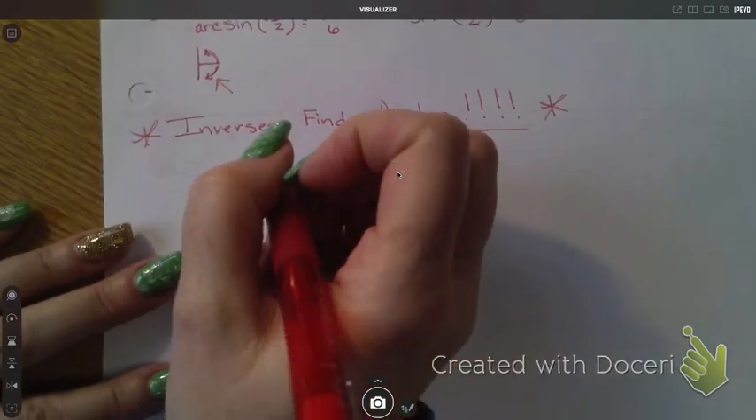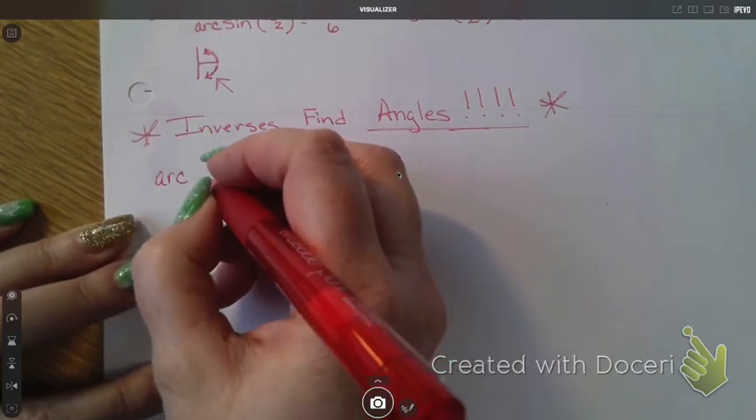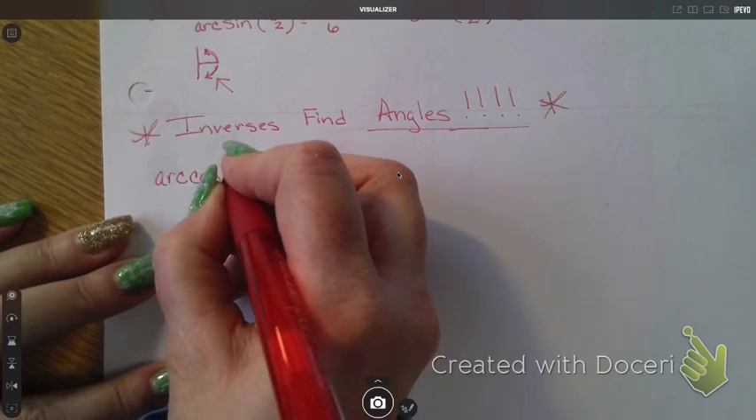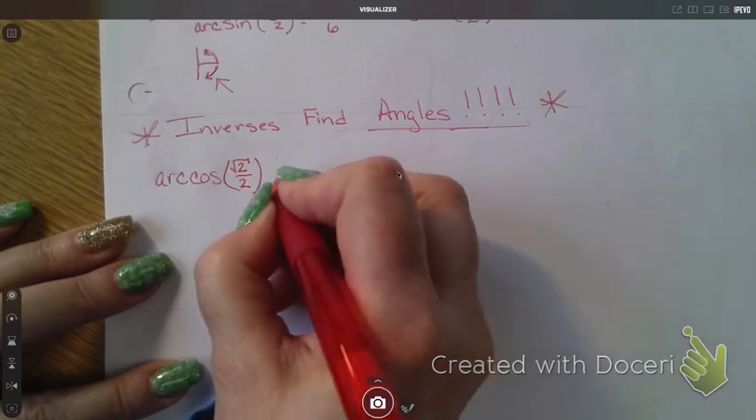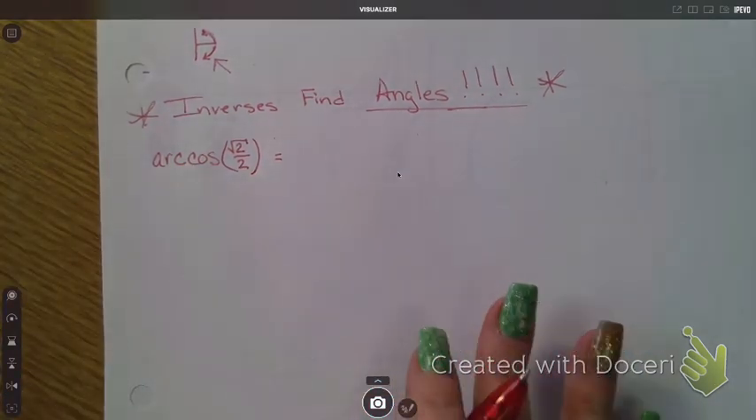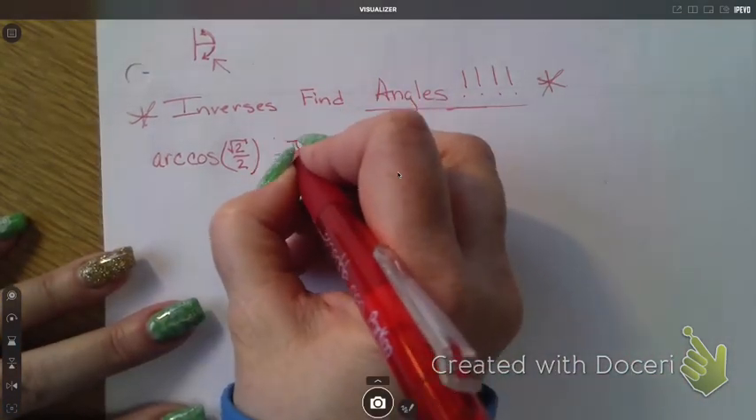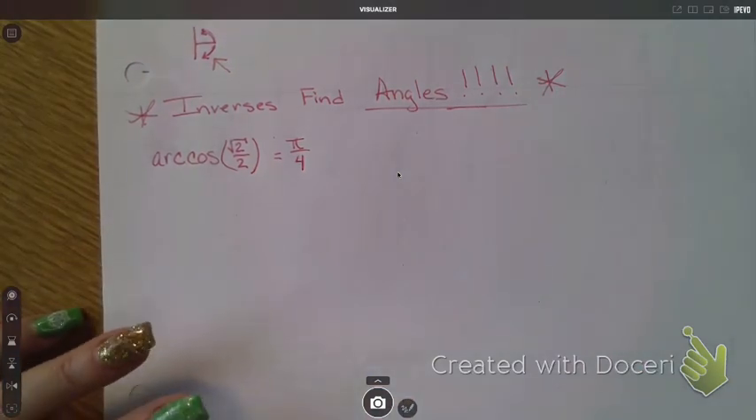So find the exact value of the arc cosine. I don't like writing arc cosine. It bugs me. The two C's in a row bug me. Of square root of 2 over 2. So the question I'm asking is, what angle is cosine square root of 2 over 2 at? Pi over 4, 45 degrees. Good job. Most everything you do will be in radians today.